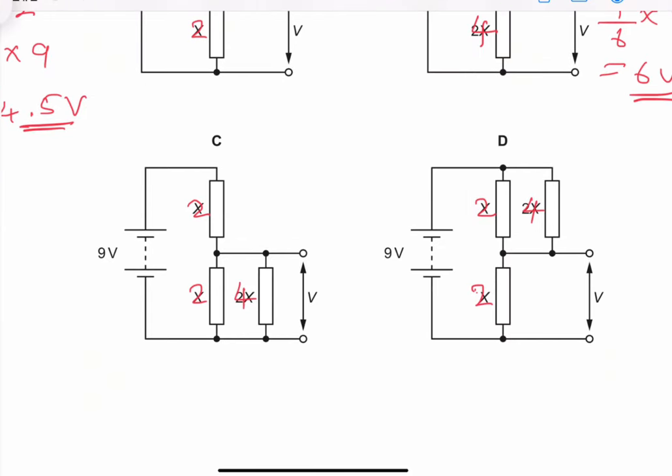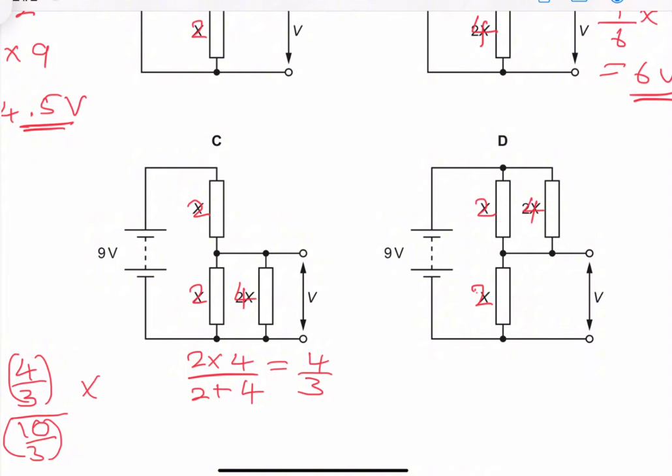We go on to part C. So we're given 2 and 4, so we can apply parallel connection here. We can find the total resistance, which will be 2 times 4 over 2 plus 4. So that's a total of 4 over 3. So here we have a total of 4 over 3, that is here, and here we have a total of 4 over 3 plus 2, so we have a total of 10 over 3. So this one will get 4 over 3 divided by 10 over 3 of 9 volts. So here we'll have 3.6 volts.